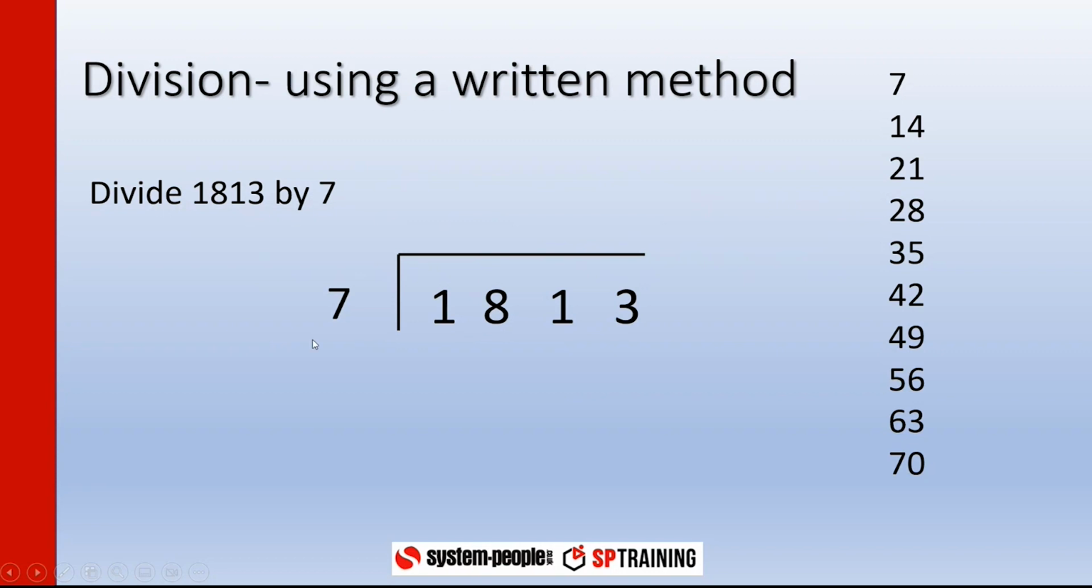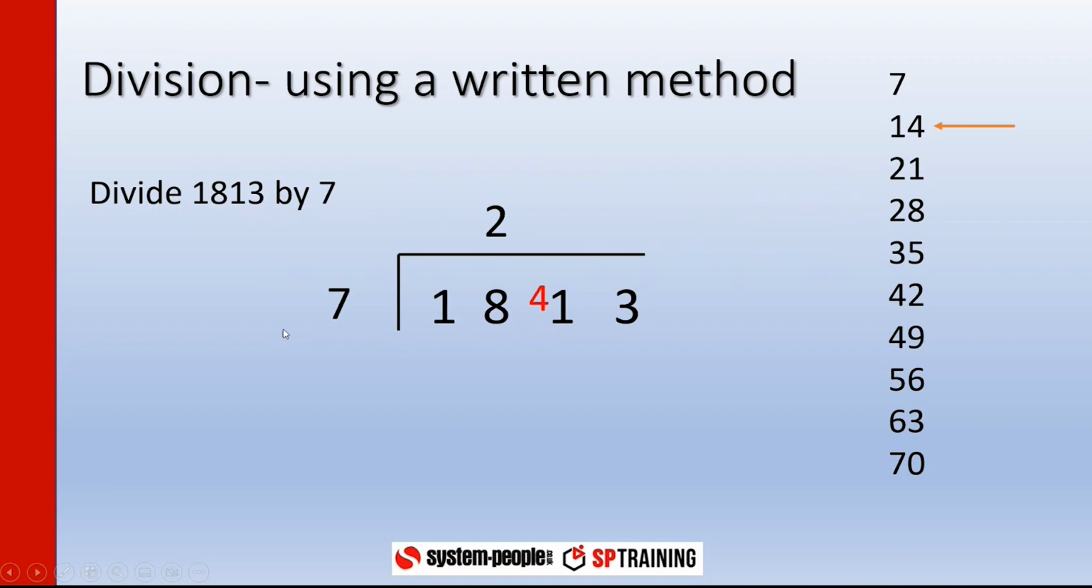So I've now got to think, how many 7s are there in 18? So I look down my list and I go, well, it's 2. The 14 is the one that is below the 18. So I'm looking for the number down here that is below 18. It happens to be 14, which is 2 times 7. So my answer at the top there would be 2. And the difference between 18 and 14 is 4. So I carry that over into the next column.